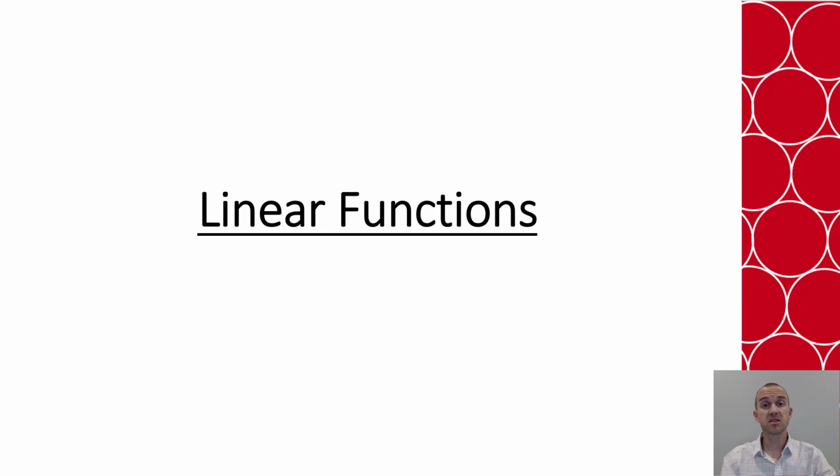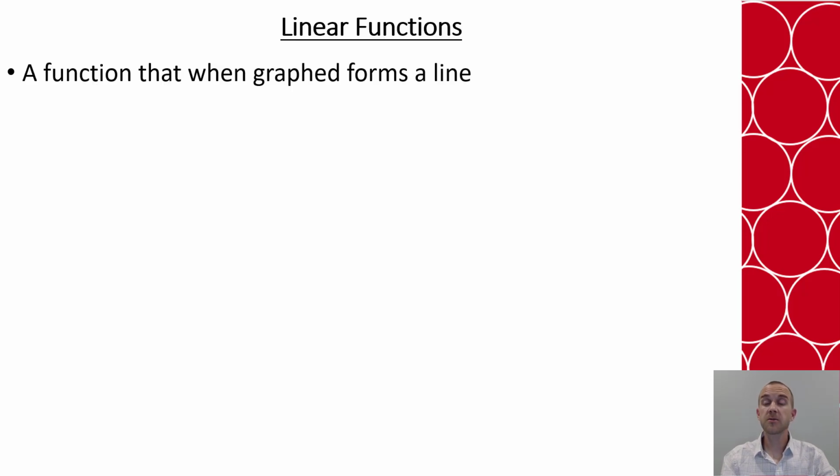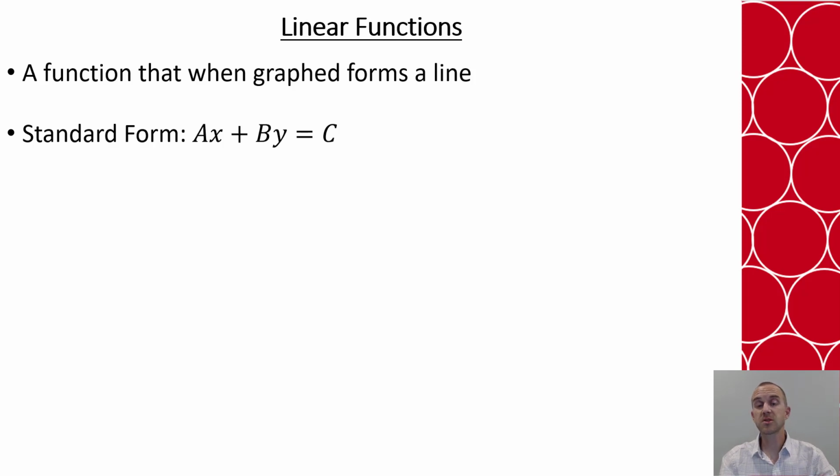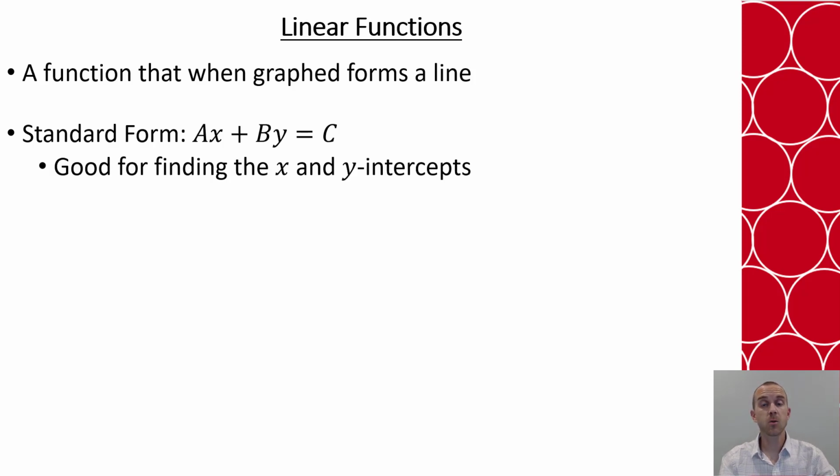In this video, we'll discuss linear functions. Now, a linear function is a function that when it is graphed forms a line. We talk about this in two forms. First is the standard form, which is ax plus by equals c. This form is great when we're trying to find the x and y intercept. In other words, where the line crosses the x and y axis.